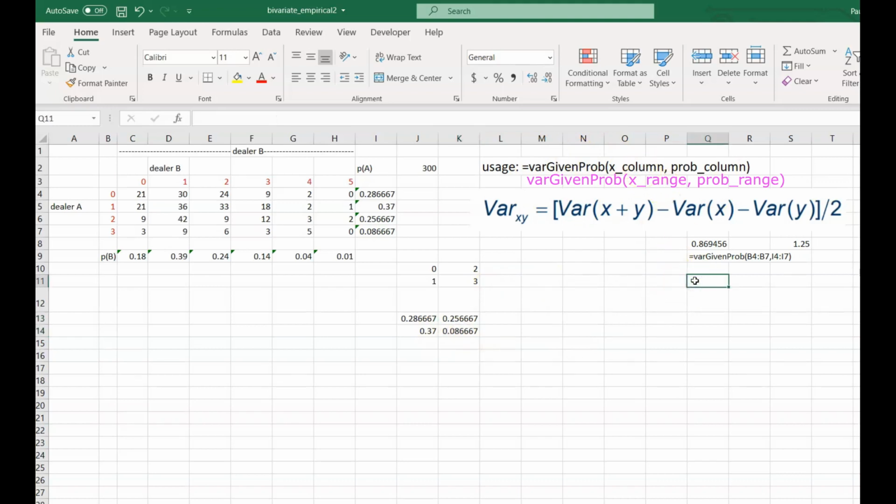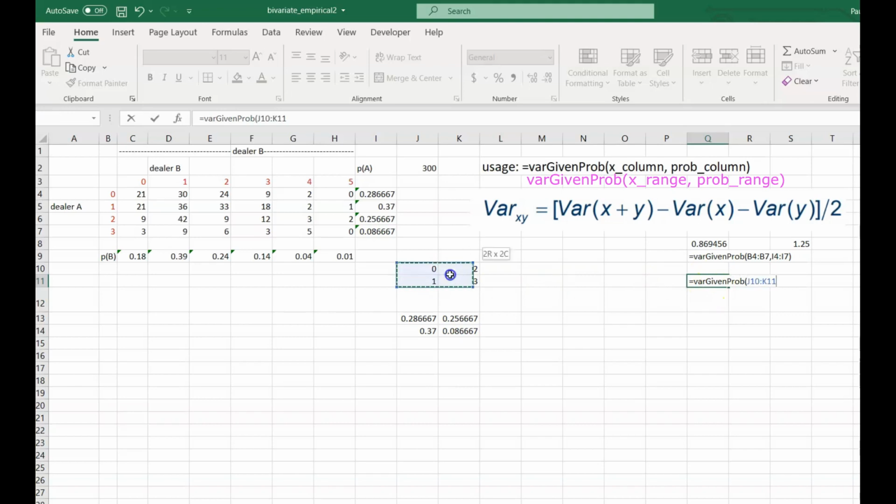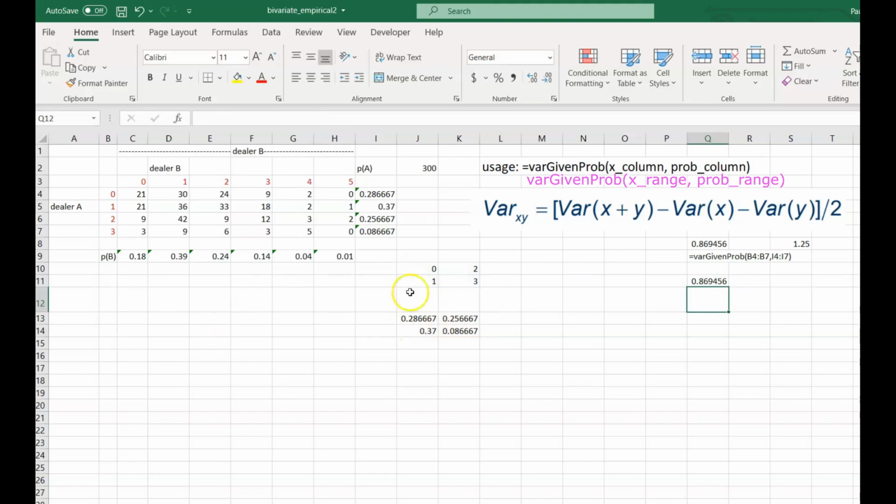So this is equal VAR given from, so this is x range, comma, this is probability range. Again, the probability range should correspond to the x range. So this is x range, so this is probability range. Then we got the exact same result. So let's cut it, put it somewhere.